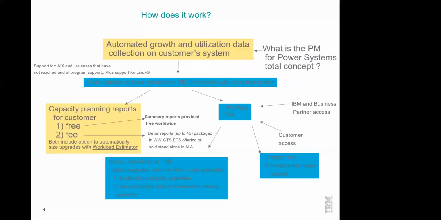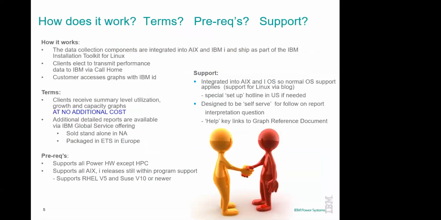And then what we produce is capacity planning reports for the customers, free and fee. As Joe mentioned, we have the fee and free. I will show you the difference between those two. You can use the web tool, and you can also use the Workload Estimator to do the sizing for an upgrade. That may be when you want to consolidate several partitions into one system, and you need to know what kind of system you may need. So with the click of a mouse, the data is sent to the WLE. There are query tools available for the business partners, as well as for the customers and IBMers.